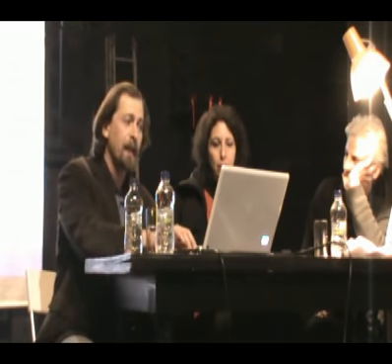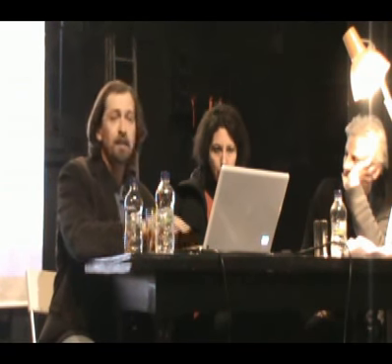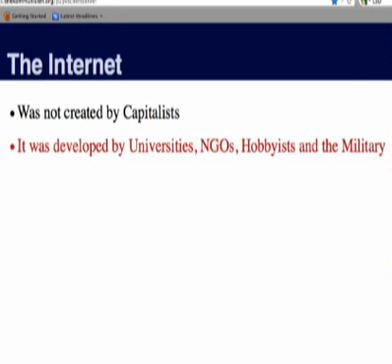Right? Capitalists hate mesh networks because participants can interact directly, there are no toll gates, therefore no prices, and because there's no ability to grant privilege, there's no ability to control the interactions on the network. Right? So the internet, which I guess we've all heard of, was not created by capitalists. It was developed by universities, NGOs, hobbyists, and the military. So this is quite an important thing, right?